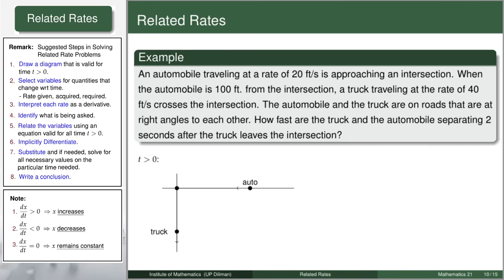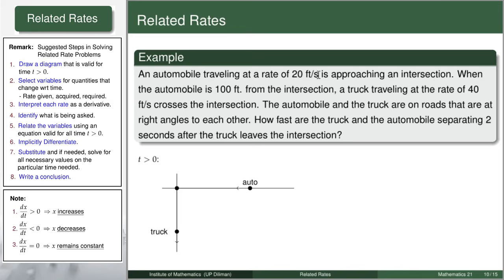So we now have this moving diagram here. We now select variables. There are a lot of rates given here. One is 20 feet per second for the automobile. As I've told you before, one good way to find out what your variable is, is looking at the unit, feet per second.